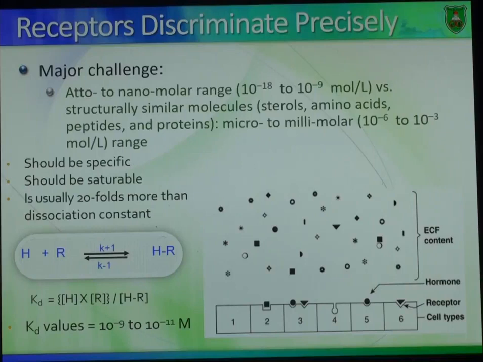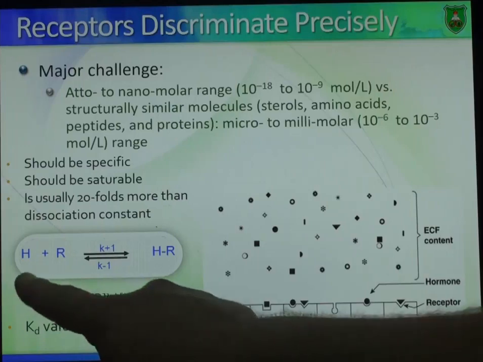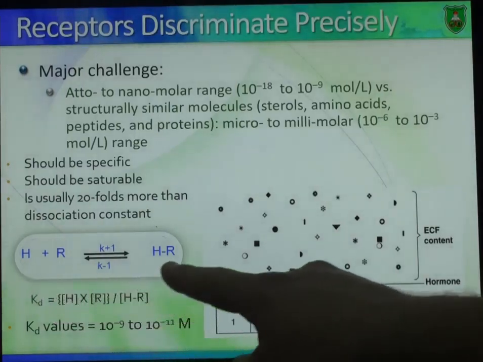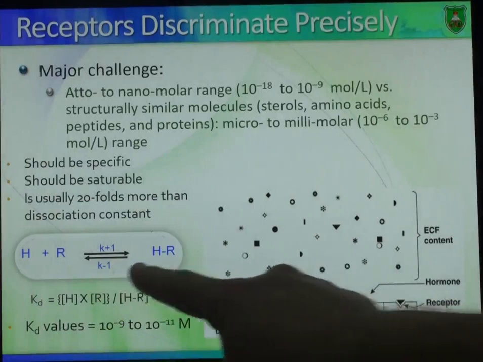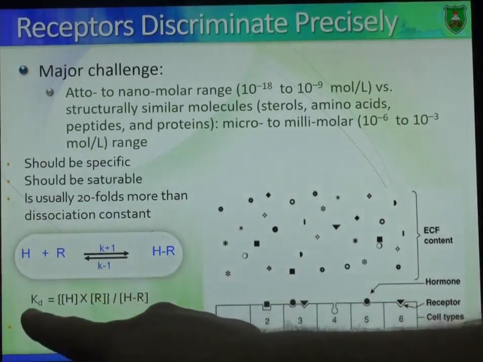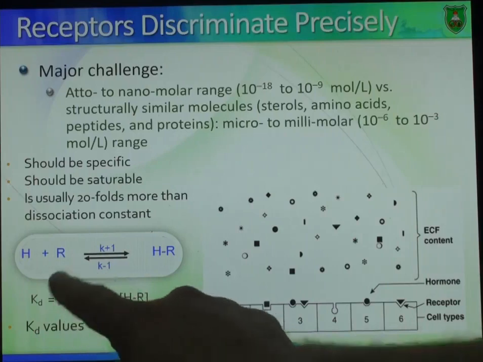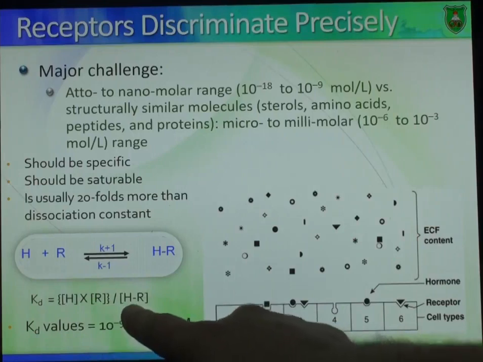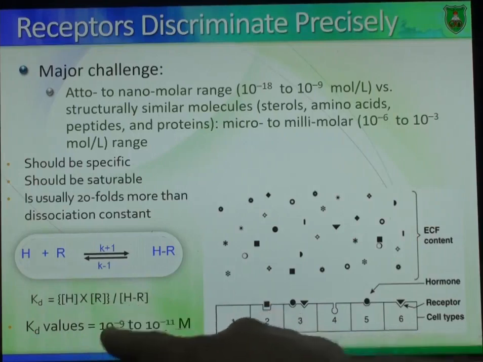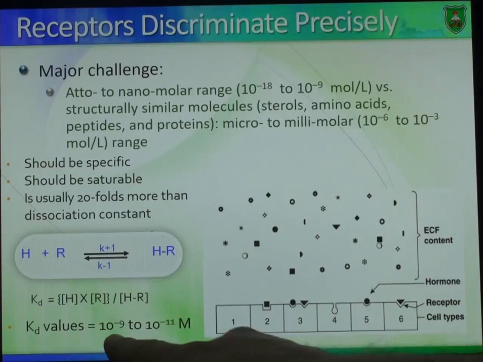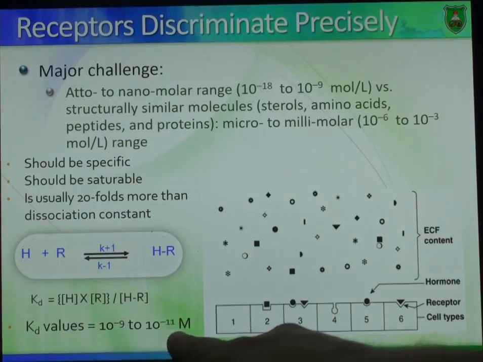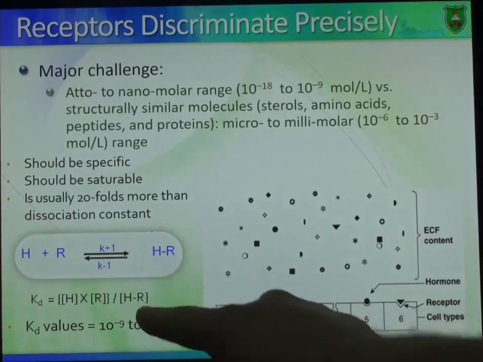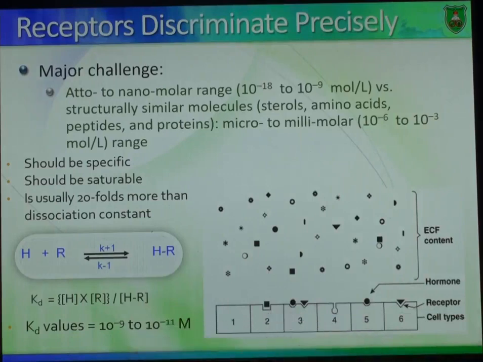So what is the dissociation constant? Well, if you look at this formula right here, where you have hormone plus receptor, they bind with a certain affinity and they can dissociate as well. The dissociation constant is equal to the amount of the free molecules, whether we're talking about hormone or receptor, over the concentration of the hormone-receptor complex. Usually the KD values are about 10 to the minus 9 to 10 to the minus 11 molar, and usually the concentration of hormones is 20 times more than the dissociation constant.